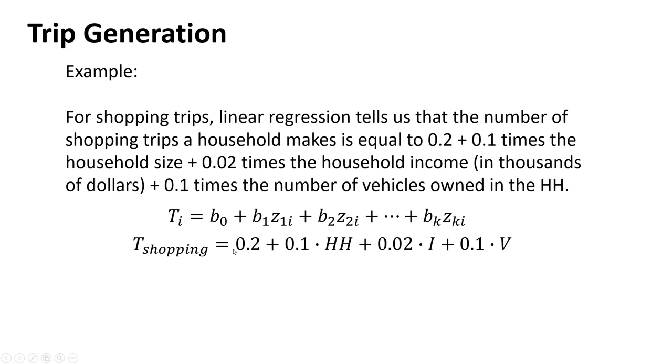For every household, our coefficient starts out at 0.2. And then if there's 5 people living here, we'd take 0.1 times 5. So we get an extra 0.5 out of that. Income level is broken down by the thousands. And so if their household income is 50,000, we take 50 times 0.02, plus finally how many vehicles they own. If they own 2 cars, it's going to be 0.1 times 2. All together, that's our predictor for the number of shopping type trips that one household is going to make.